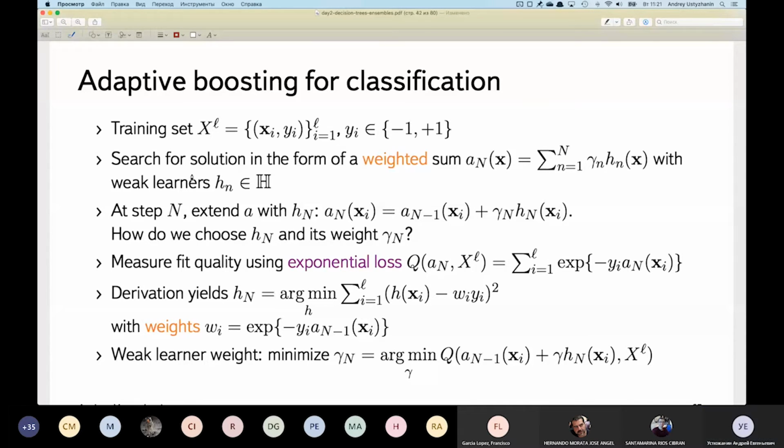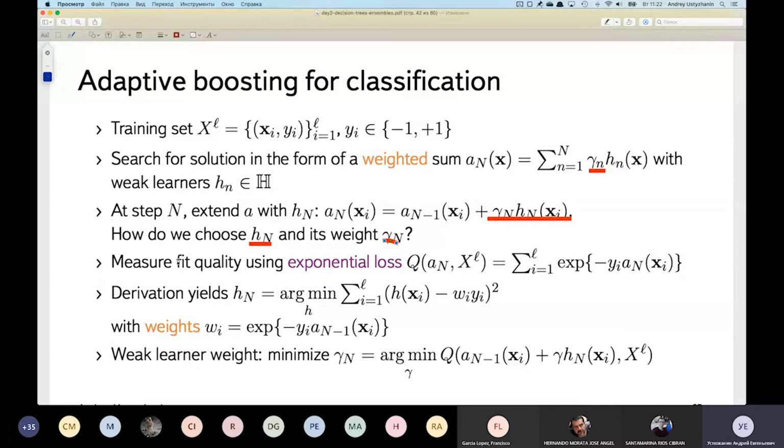So once again, we have a training sample, and we search for a solution in the form of a weighted sum, where the final decision is performed by weak learners weighted by some coefficients. And at every step, we extend our algorithm with a new hypothesis that is added to the ensemble. The way we choose the hypothesis and its weight is the following.